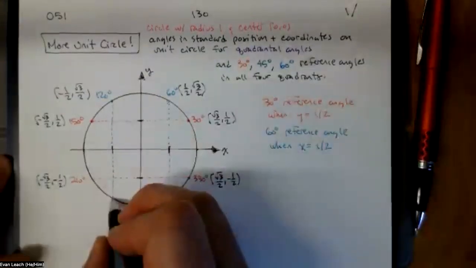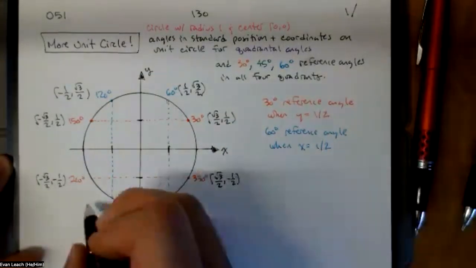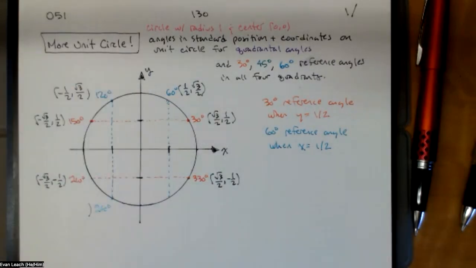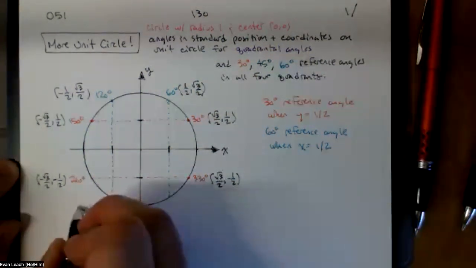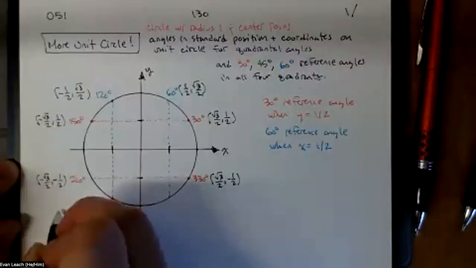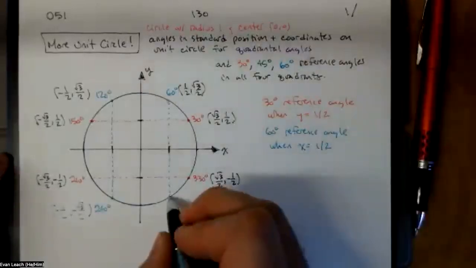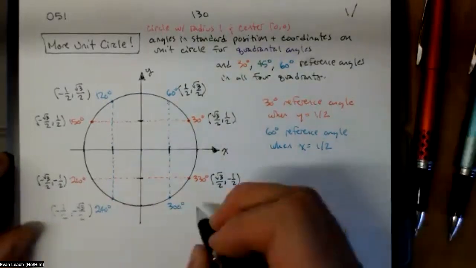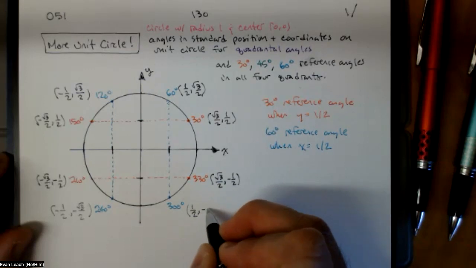Sixty degrees in the third quadrant is 240. In the third quadrant, x is negative and y is negative. So both of these coordinates are going to be negative. We found this by making x negative 1/2. So the y is negative √3/2, and x is negative 1/2. In the fourth quadrant, x is positive and y is negative.